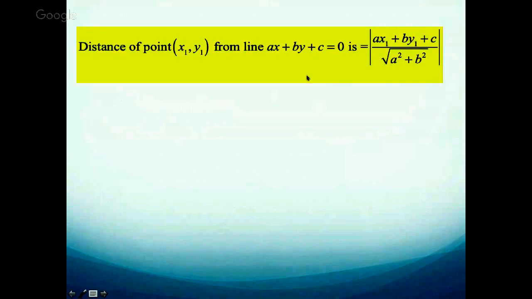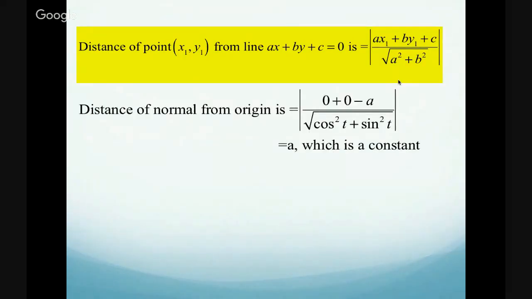So you replace x and y by the point from which the distance is being calculated, and you are looking at dividing by root a square plus b square. Now this is the formula which is definitely needed here. And therefore, for the distance of the normal from origin, with x cos t plus y sine t equal to a, I bring a on the left side and I have 0 times cos t plus 0 times sine t minus a divided by root of cos square t plus sine square t, which is nothing but a and is a constant. And therefore, we are ready to conclude that the normal drawn to the given curve at any point t is always at a constant distance from origin.